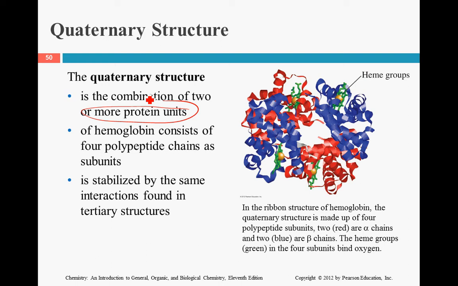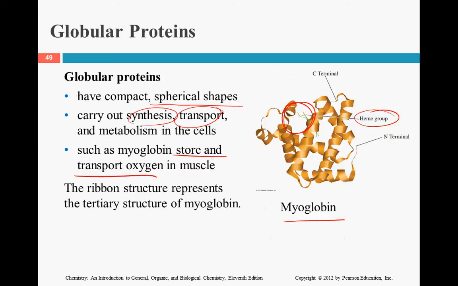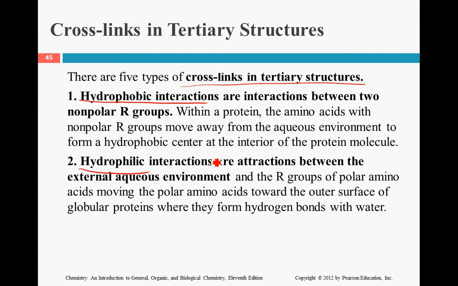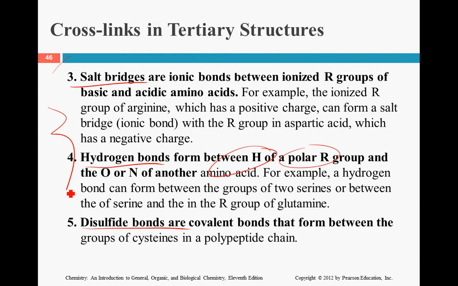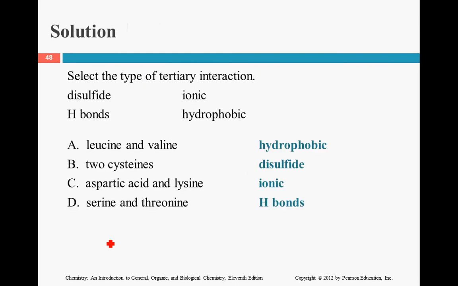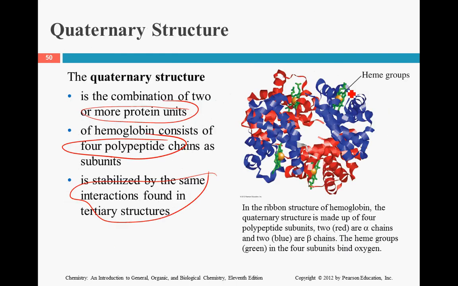For instance, this example is hemoglobin, and there are 4 peptide chains in there. So there are 4 tertiary compounds that are now being linked together, and those links are the exact same interactions as the tertiary. So if we go back up here, these 5 things, the hydrophilic, hydrophobic, salt bridges, hydrogen bonds, and disulfide bonds, are what's keeping these tertiary structures together to form the quaternary structures.